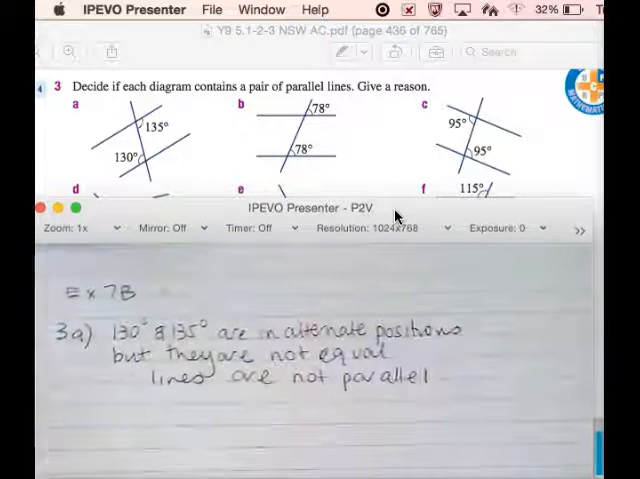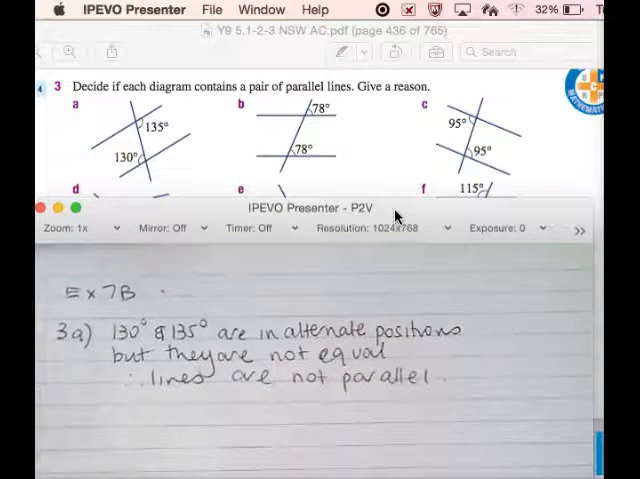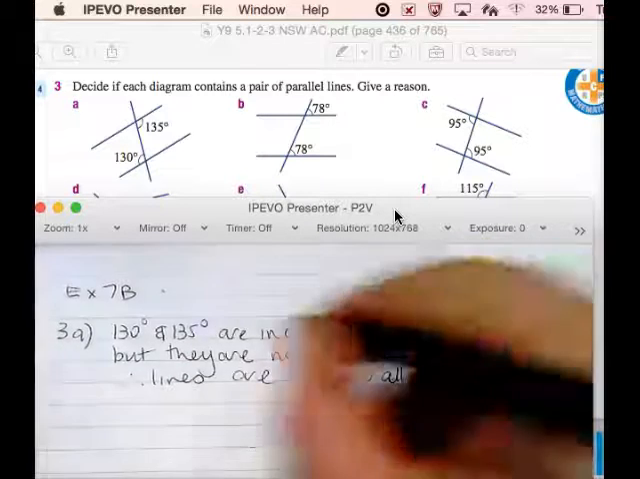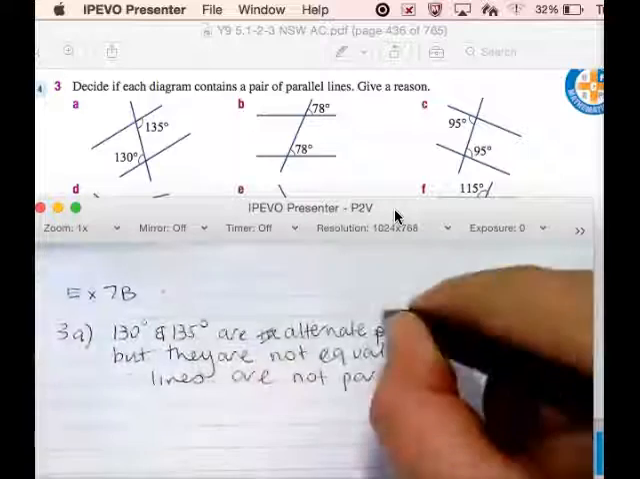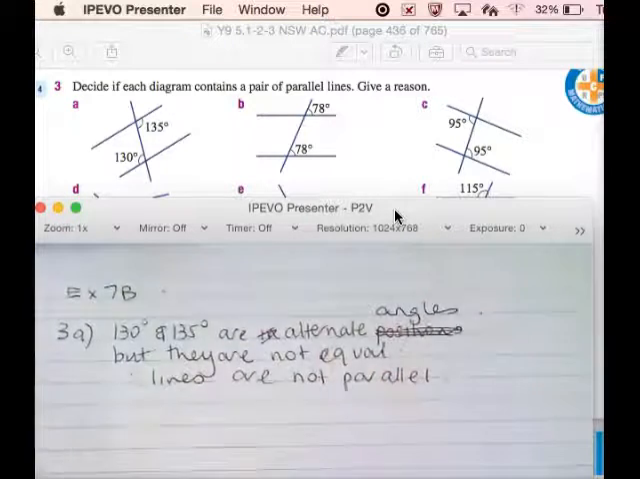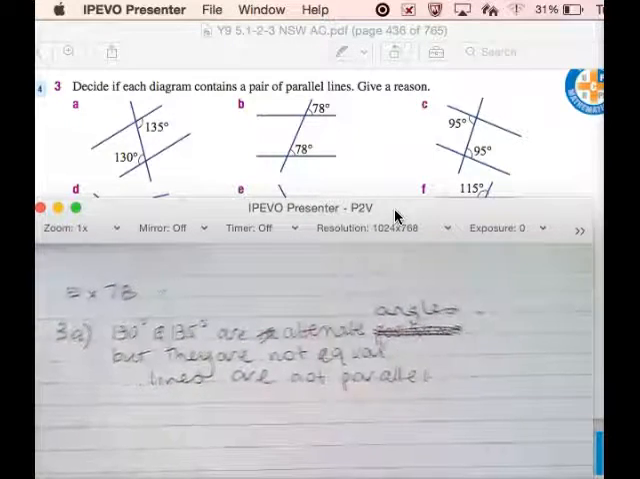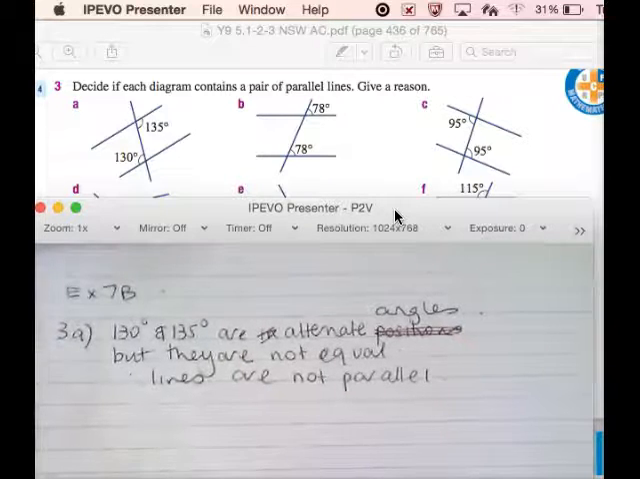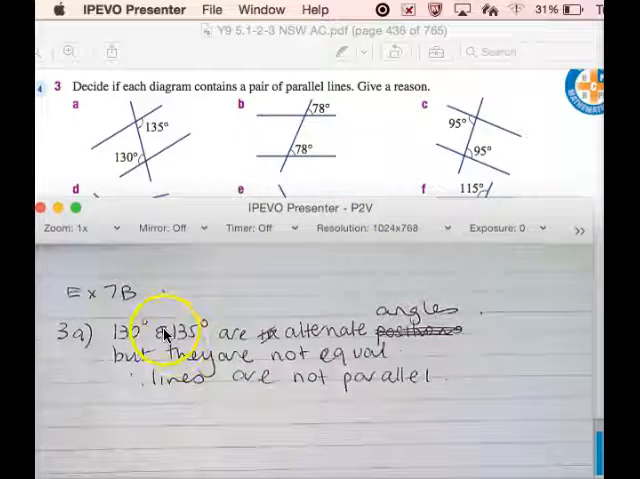So for question 3a, are these lines parallel? You'll say 130 and 135 are in alternate positions. They're alternate angles. You can say they are alternate angles if you want, but they are not equal, therefore the lines are not parallel. Okay? That's the sort of working out we want.